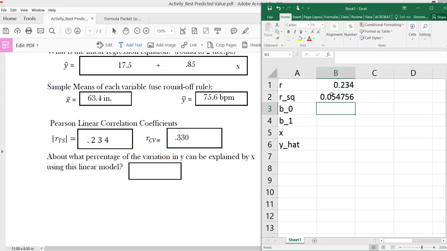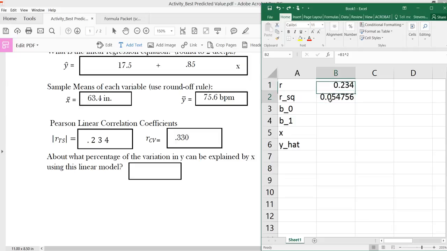Or if I want to be able to, every time I do an example like this, just change R and have R squared automatically recalculate itself, then I can use a relative formula. So I'm going to show you how to do the relative formula. I started out with equals, and instead of typing 0.234, I referred to the cell, and I put the caret key and 2. And now if I do a different problem with a different linear correlation coefficient, my R squared value will automatically recalculate.